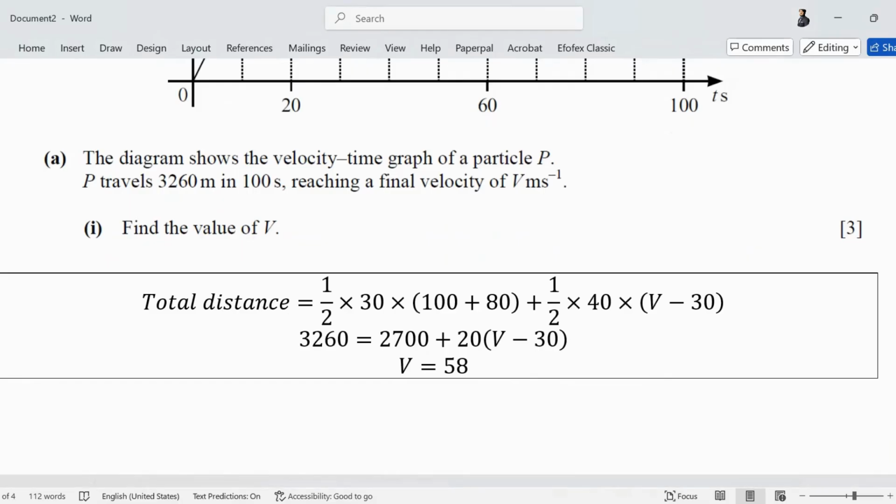You cannot do that, it will be completely wrong. When the velocity is varying, you can never use that.